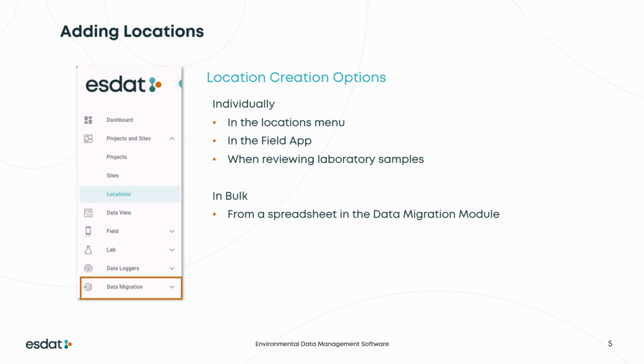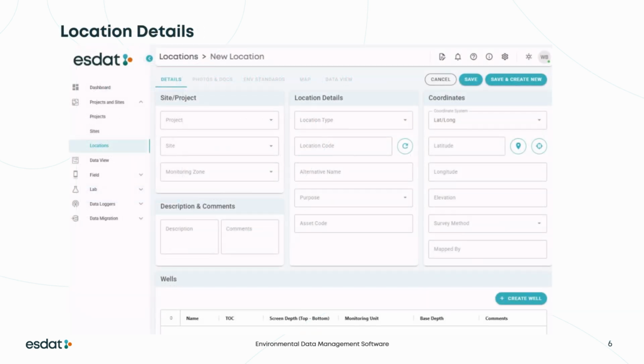Location codes can be added to ESDAT either individually or in bulk. A bulk upload is recommended if you have many locations which are already established. Individual locations can be added in various places in ESDAT, including the locations menu, field app, or when reviewing laboratory samples.